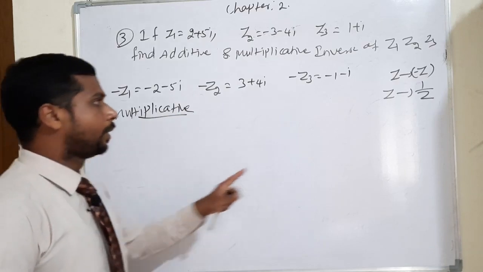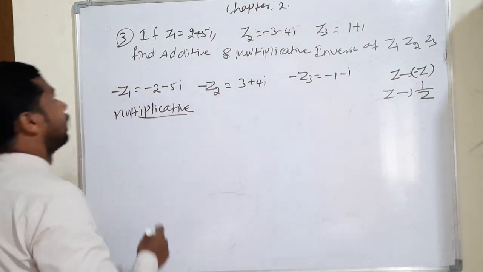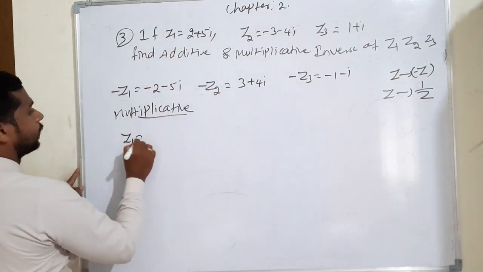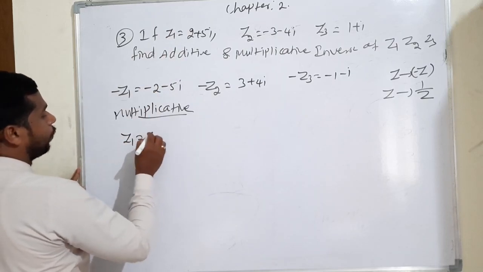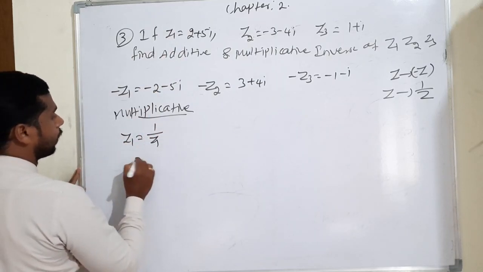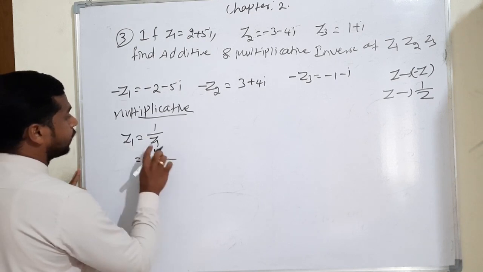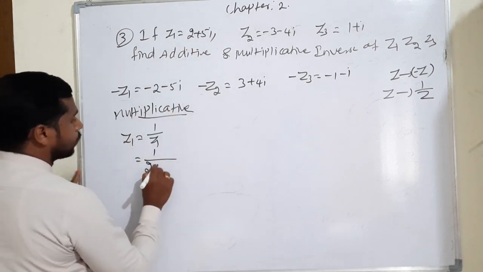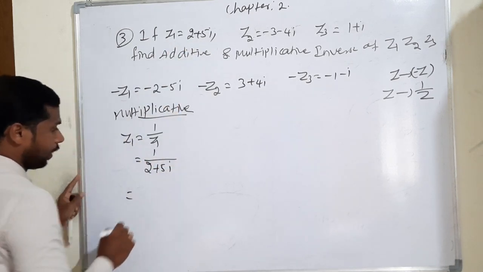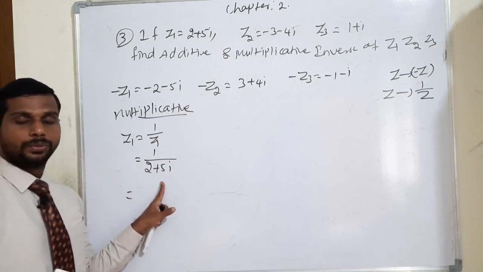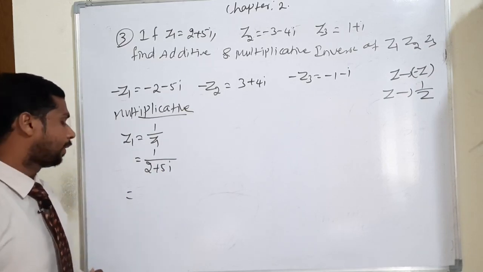Multiplicative, I told you what the meaning is: 1 by Z1. Z1 is equal to, first, what is the value? If you take the reciprocal, it means 1 by Z1. In multiplicative, 1 by Z1, what is the value? So it is 2 plus 5i. This is not a standard form. You have to write it with the real and imaginary parts properly.